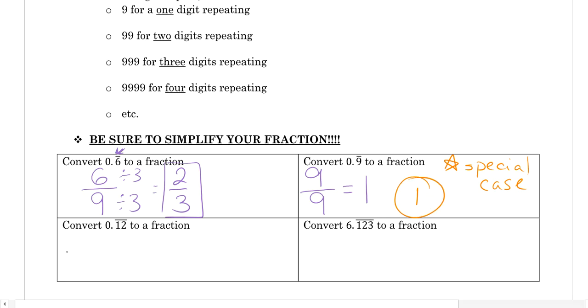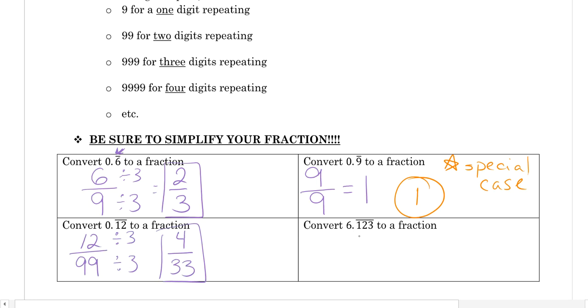If we look at our next example, convert 0.12 repeating to a fraction. The bar notation, notice, is over the 1 and the 2. So that means this is going to be 0.121212 forever. I have 2 digits that are repeating, the 1 and the 2, so I'm going to put that over 2 9s. So that's 12 over 99. I can recognize that those have a common factor of 3. If I divide by 3, that gives me 4 over 33, which is my simplest form.